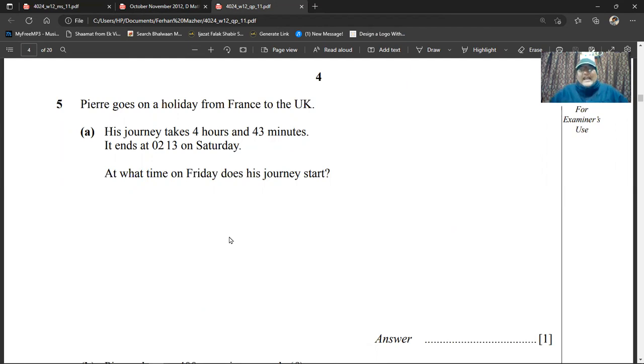So first of all, add 24 hours to 2:13, which is the arrival time. And once you have added 24 hours to this, then subtract the journey time from it. Then you will get the departure time.